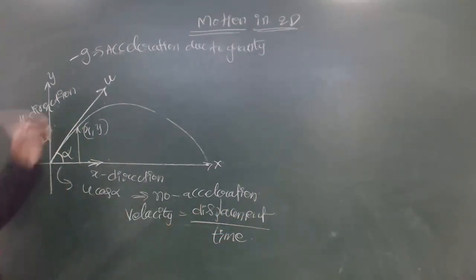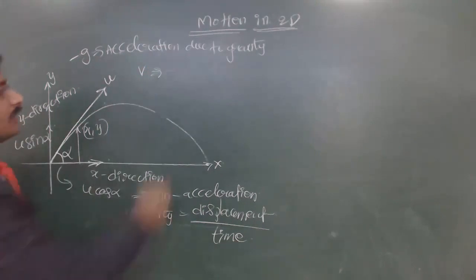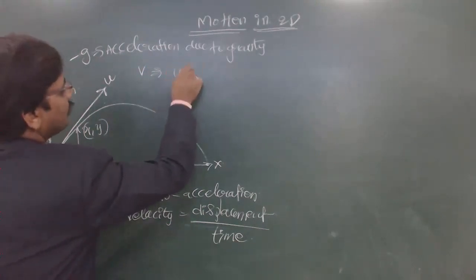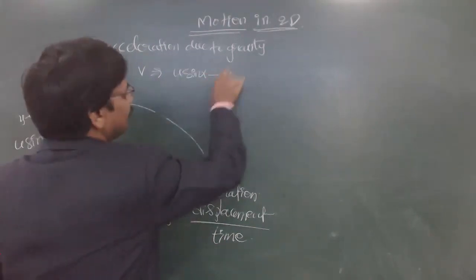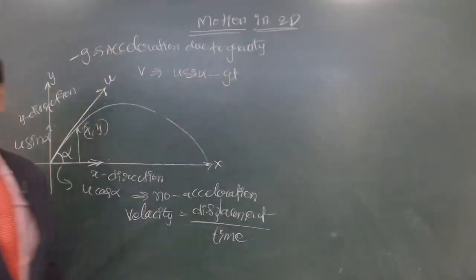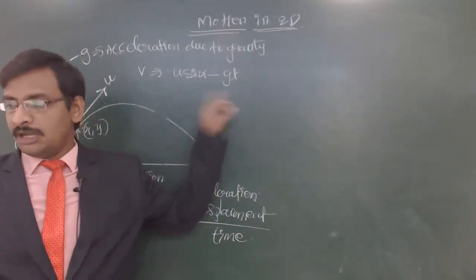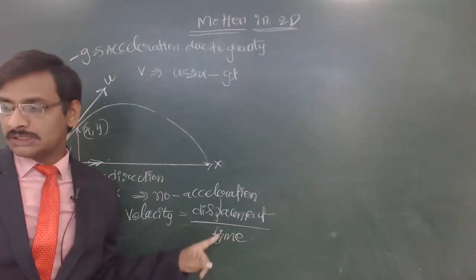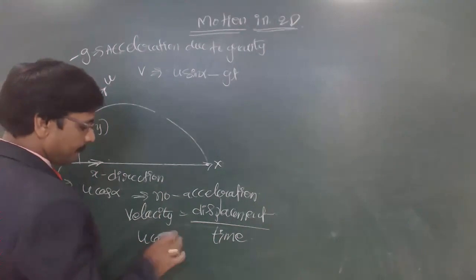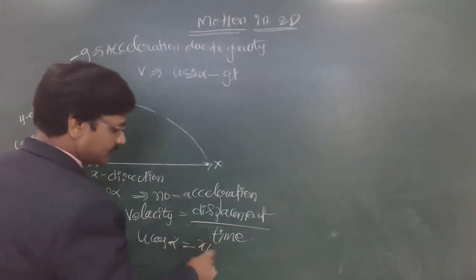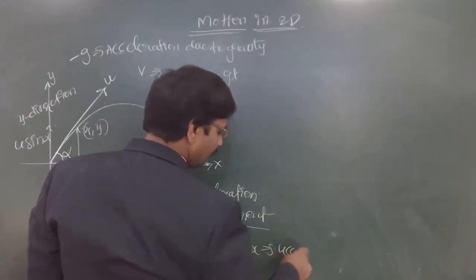And for the vertical velocity, we have different aspects. At any instant, the velocity is nothing but the initial velocity u sin alpha plus at. Instead of a, it is minus gt. So at any instant, the vertical velocity is going to change with respect to time, but the horizontal velocity is fixed and constant. This velocity is given as u cos alpha equal to x by t, or the x location of the particle is nothing but u cos alpha into t.